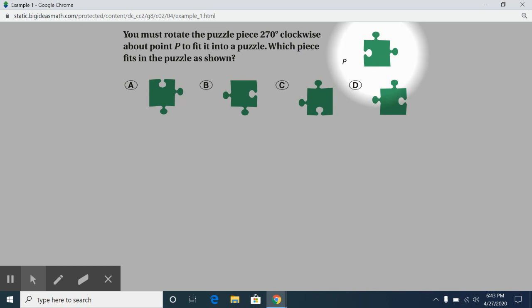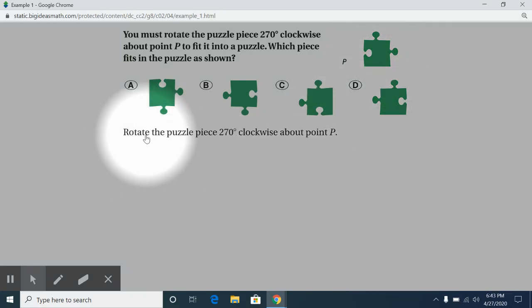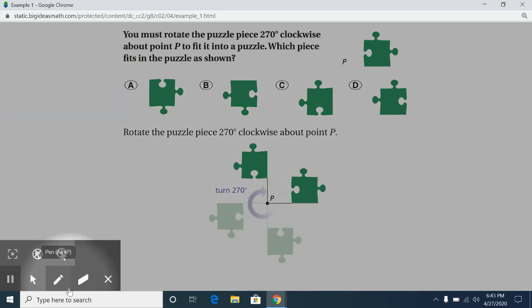Now, I want you to remember that rotating 270 degrees clockwise is the same thing as taking something and rotating it 90 degrees counterclockwise. All right? But let's follow the instructions. Let's follow the instructions and we're going to rotate this puzzle piece 270 degrees clockwise.